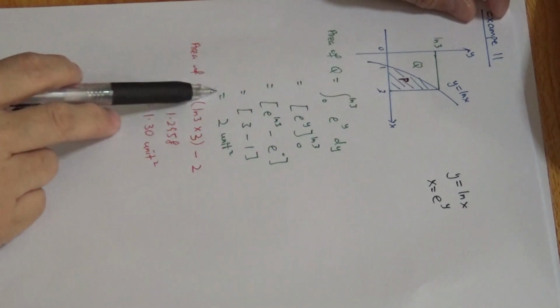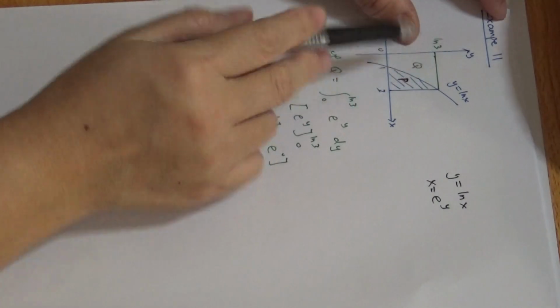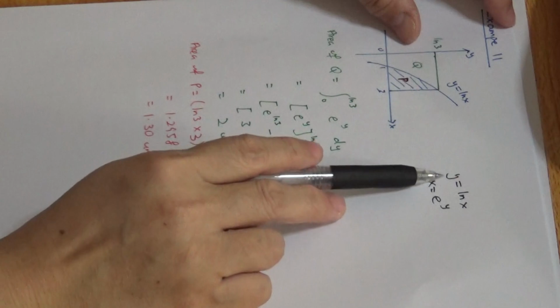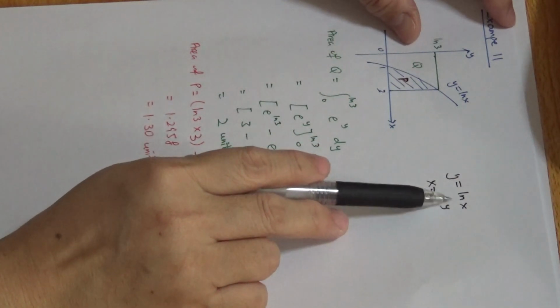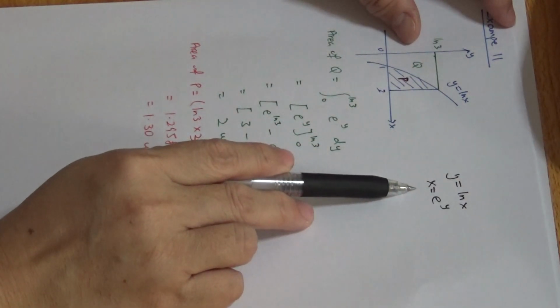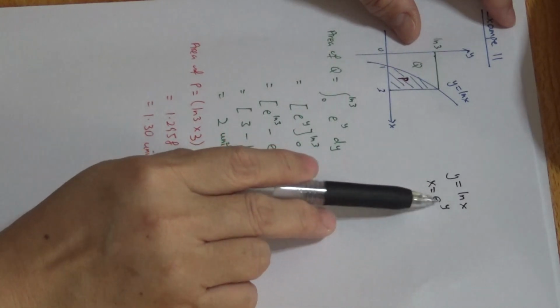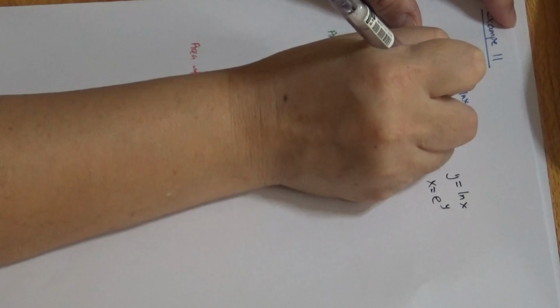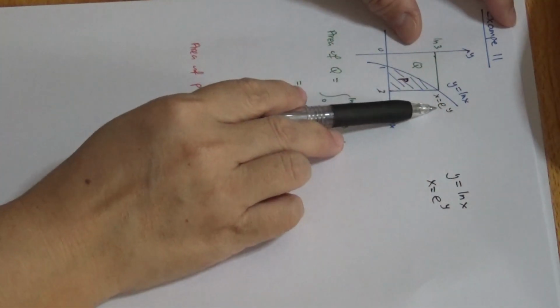First of all, let's find the other way around. This equation is y equals to ln x. So y will be equals to ln x. If I write it in terms of index form, x will be equals to e^y. That means this particular equation is x equals to e^y. I have written x in terms of y.